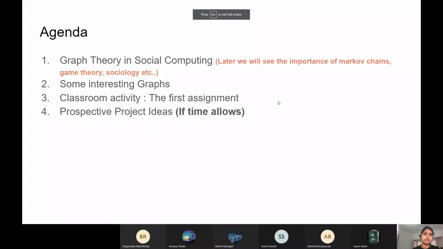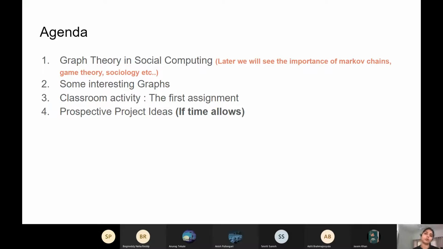So this is the agenda of today's session, as you can see. What we'll do in each session is divide the session into three or four parts and talk about three or four key ideas, so that we remain organized. These are the four topics I would like to discuss today. The first one is the use of graph theory in social computing.